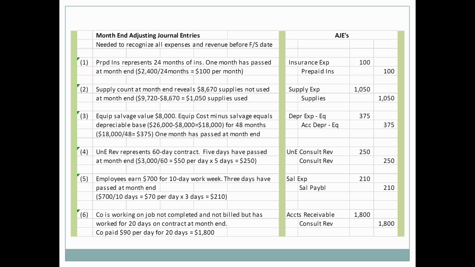Next, let's recognize the accounts receivable work related to the job that we've not completed and not billed, but that we have been working on. So accounts receivable as an asset will be debited, showing that it's increasing. Consulting revenue as a credit will be increasing, so as a credit-based account, we will increase it by crediting it.